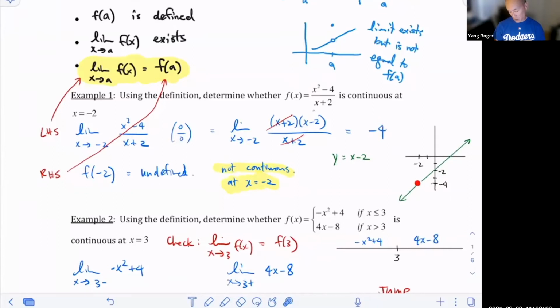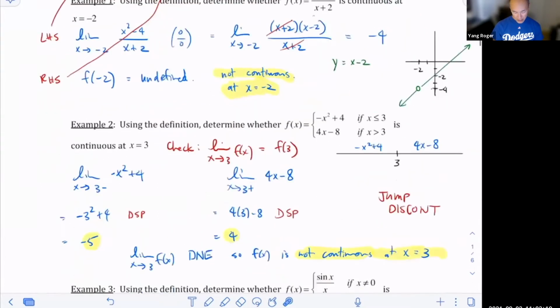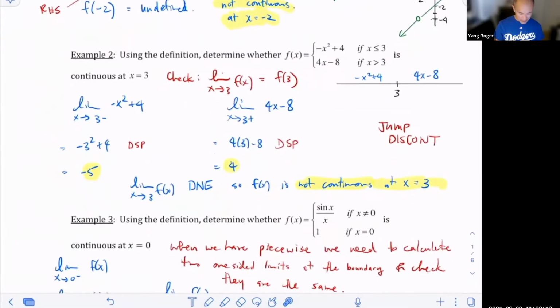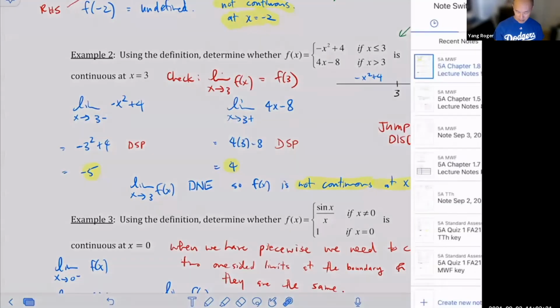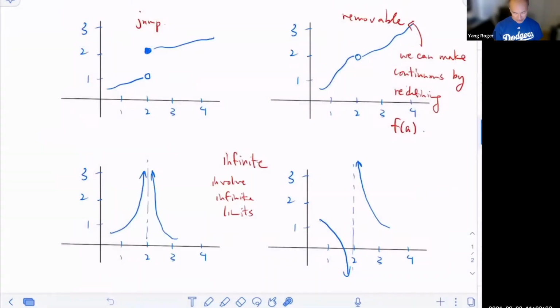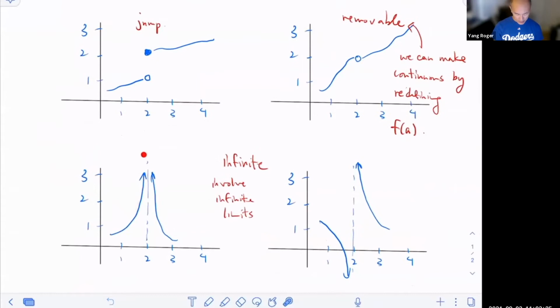Like here, there's just a hole. I can plug the hole and it makes it continuous. It's going to be jump if when you take two one-sided limits, you get different answers. And it's going to be an infinite limit when you take a one-sided limit and you get either a positive infinity or a negative infinity. So that's how you can distinguish between the three cases.